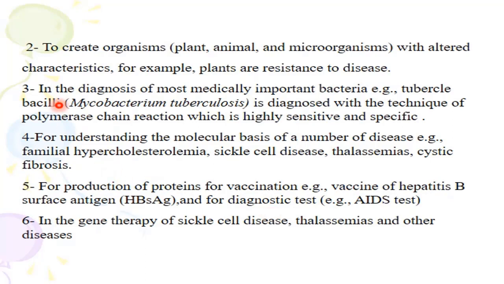The second purpose of gene cloning is to create organisms, especially in the College of Sciences and its other branches, such as plants, animals, and microorganisms, which have altered characteristics. For example, plants that are resistant to disease. The third purpose is the diagnosis of medically important bacteria.